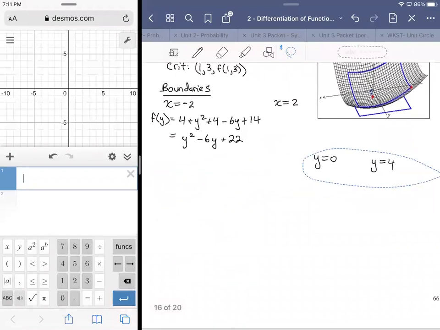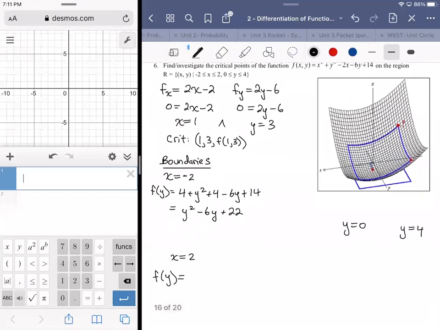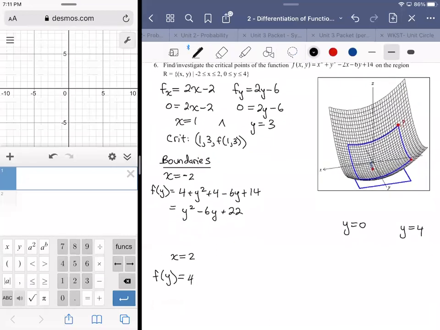Now maybe we'll just move this stuff off to the side, bring this down. So we're going to have an f of y. Still plugging and chugging away. So 4 plus y squared minus 4 minus 6y plus 14. Result, y squared minus 6y plus 14. All right, because the 4 and the negative 4 cancel away.